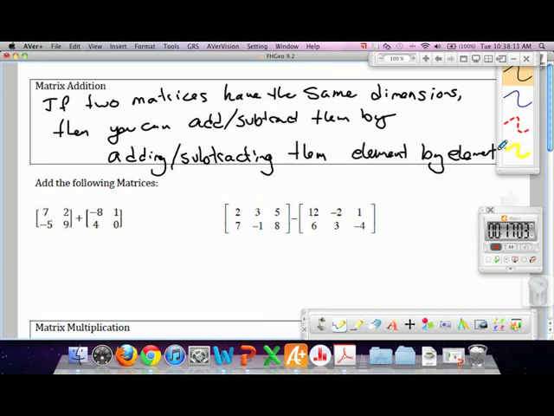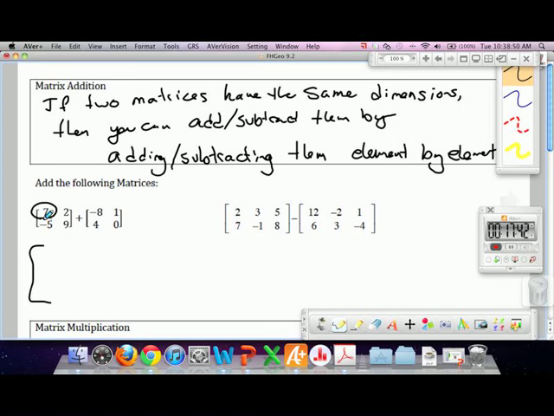If I want to add two matrices, first of all, they have to be the same size. If they're not the exact same size, don't even bother. You can't do it. It doesn't make any sense. So once you've determined that you can add them, then we'll add or subtract them element by element. In our example here, I want to add this 2 by 2 and this 2 by 2. They're the same size, so we're allowed to add them. I'll add them element by element, taking the element in the first row, first column and adding it to the element in the first row, first column of the second matrix.